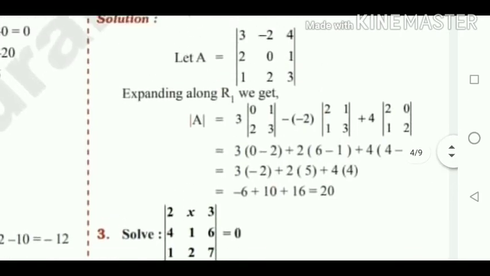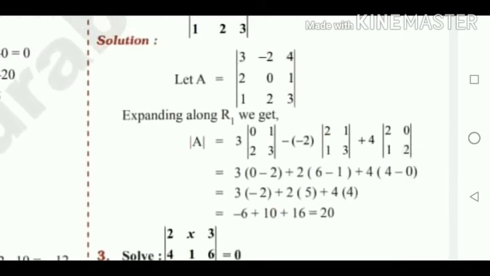Okay, next one minus, here also the minus sign is there. That is, in the first row second column, minus 2 is there. Therefore minus of minus 2 into, the first row and second column are cancelled. You are getting 2, 1, 1, 3. That is minus 2 into the determinant 2, 1, 1, 3, plus 4 into... I am finding the determinant of A.